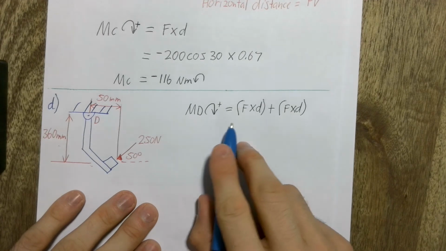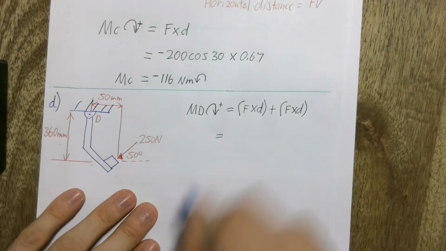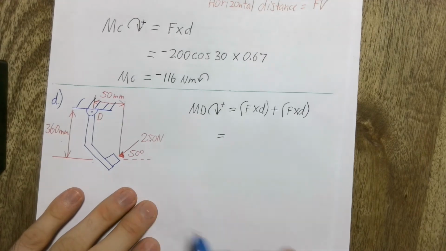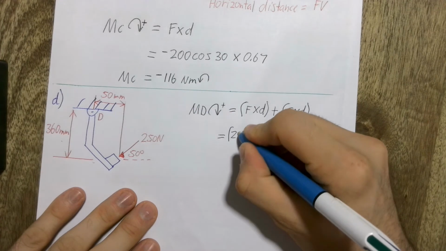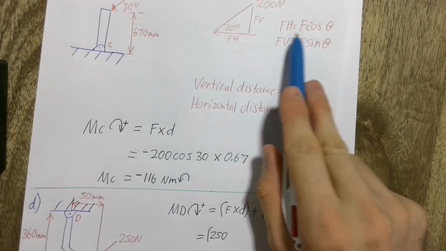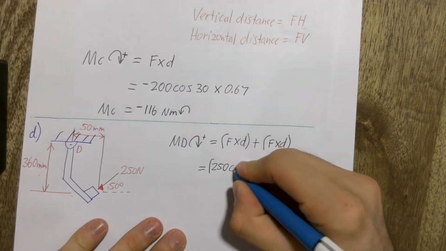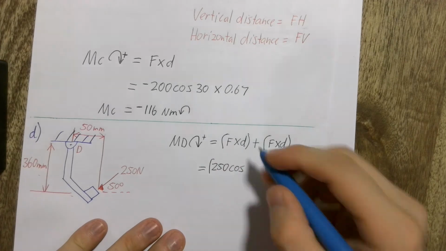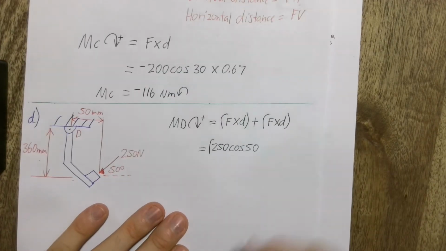Okay. So this is what that would look like then. So we have our equals. So we do our first one, which is force. So it'd be 250. Now we got our formulas up here. So our horizontal was cos angle. So we can add in our cos. Our angle's 50. Okay. Multiplied by our distance.